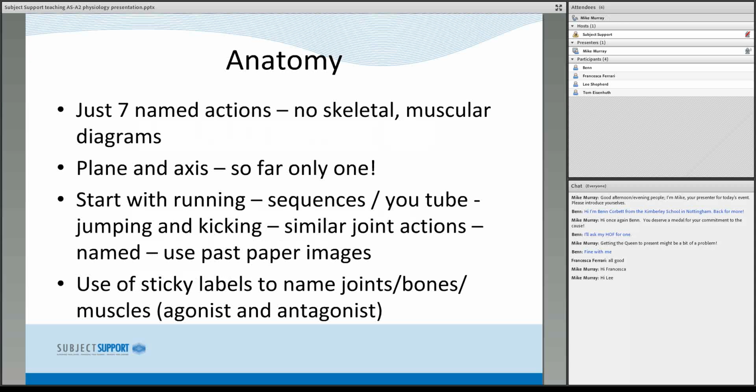Okay, we're going to do AS first, that seems simple. And we're going to go vaguely through the specification order, which for many people is actually a teaching order. Okay, so let's look at anatomy.